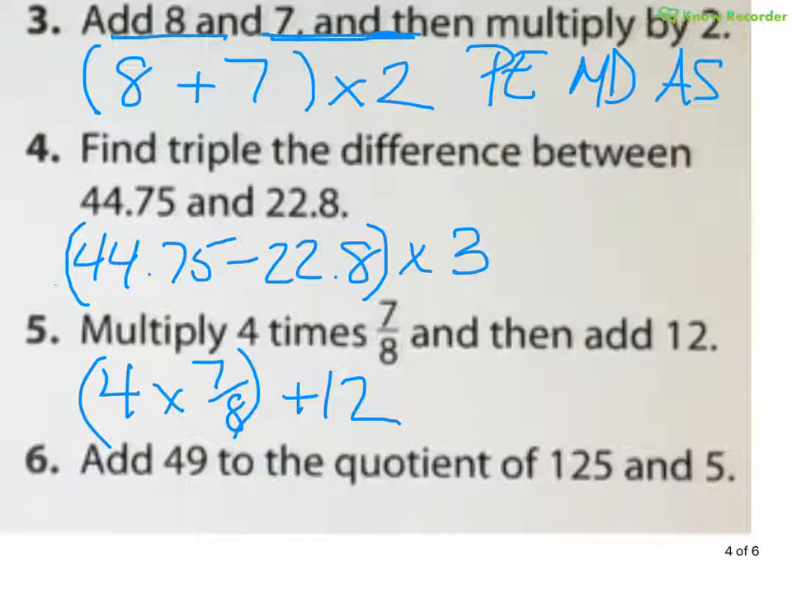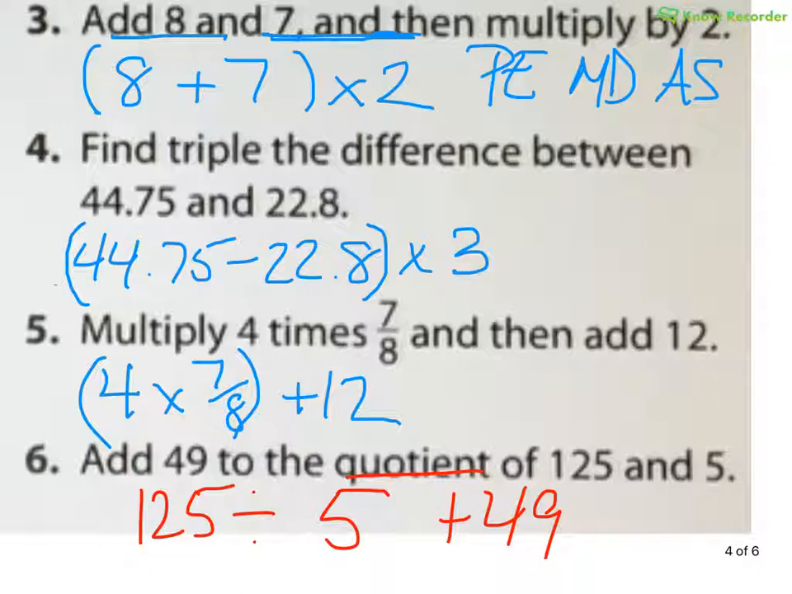Finally, add 49 to, well, that means that's happening at the end, the quotient, keyword for division, of 125 and 5. Again, I don't need the parentheses, but I'm going to place them.